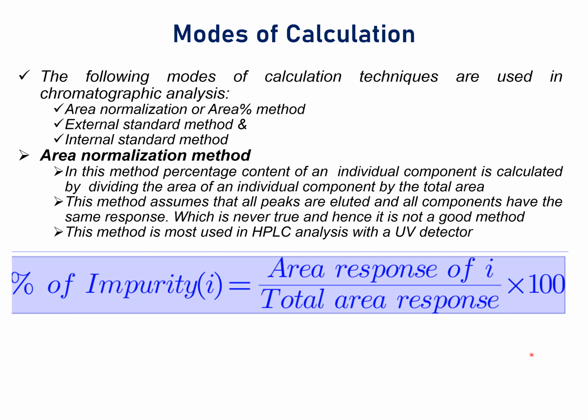Following formula is used for calculating an impurity I. Percentage of impurity I is equal to area response of impurity I divided by total area response into 100.